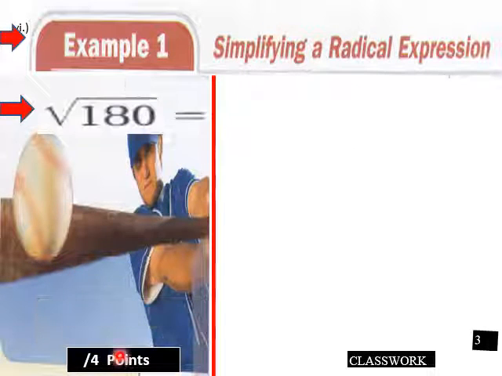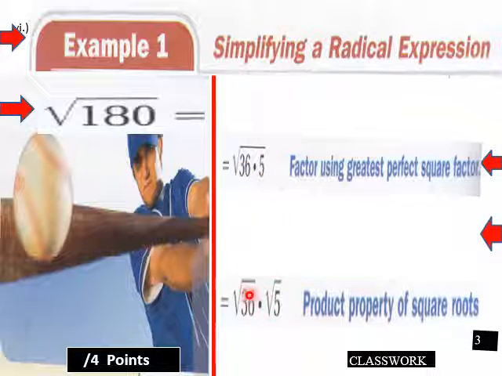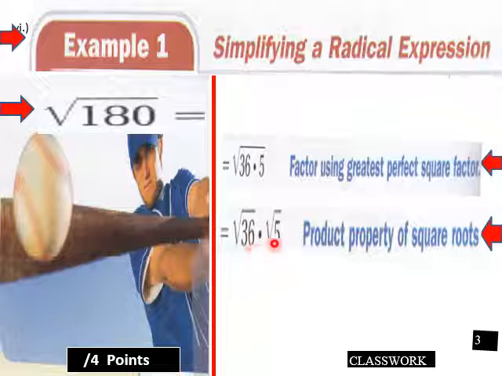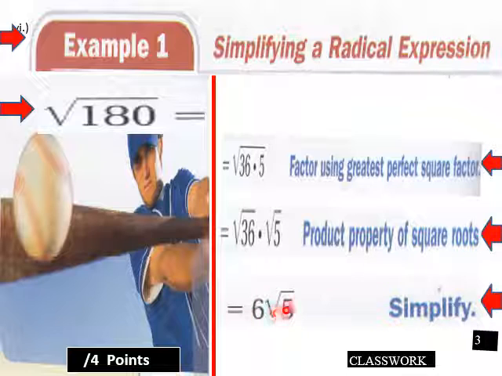Okay, example 1, simplifying a radical expression. How would we simplify this radical expression here? Well, we can factor out a perfect square times 5 underneath the radical. And we get this now. We separate our two factors underneath the radical. It'd be 6 times the square root of 5 would be the factored form of radical 180.